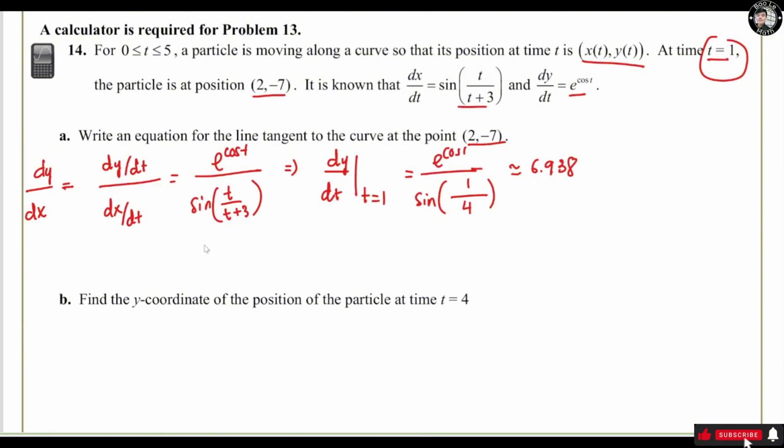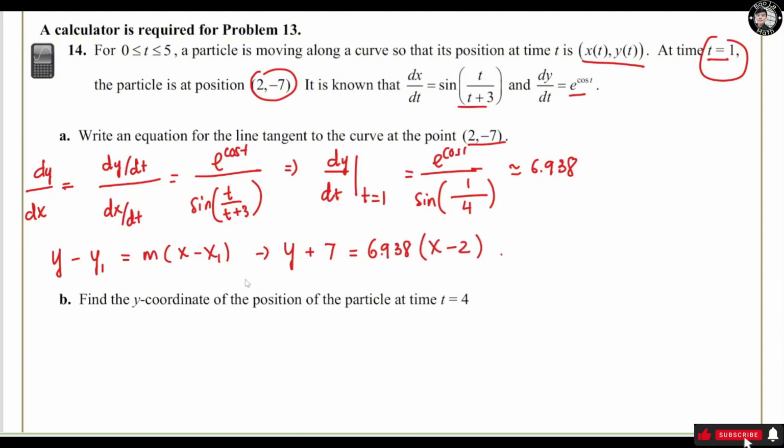Now you need to find the ordered pair. The ordered pair is given right here, so we don't need to find it, right? So we have y minus y1 equals m times x minus x1, right? So then y minus -7, so it could be plus 7, equals the slope, which is going to be 6.938 times x minus 2. This one is the final answer.